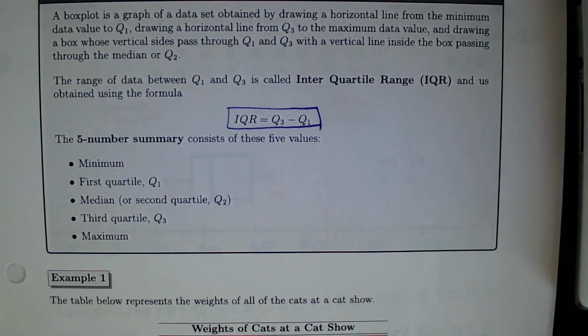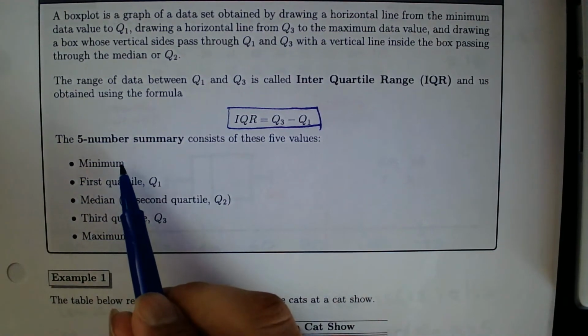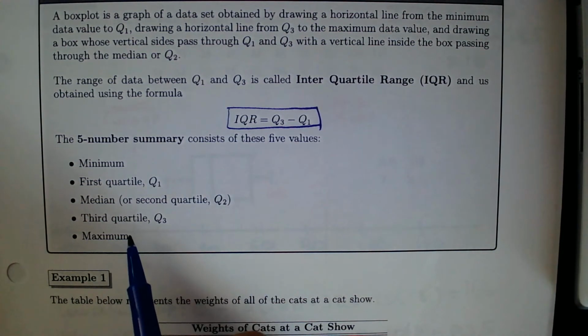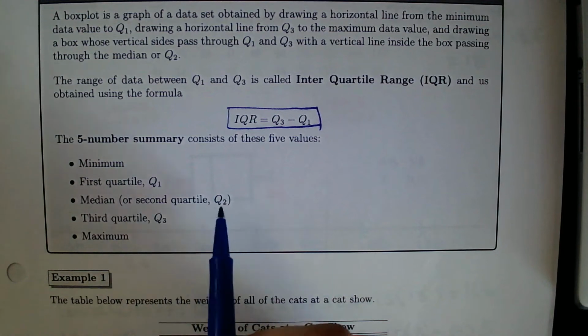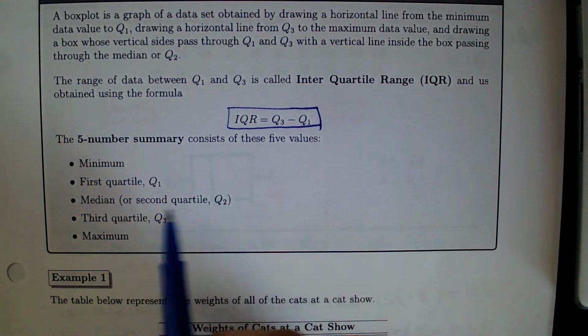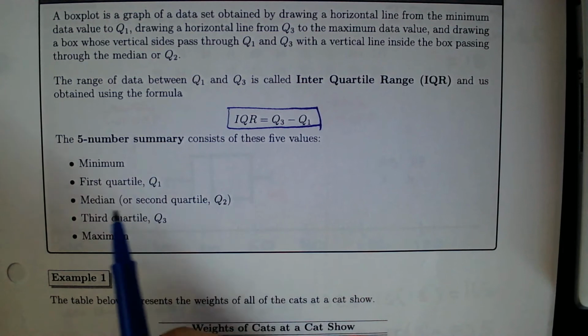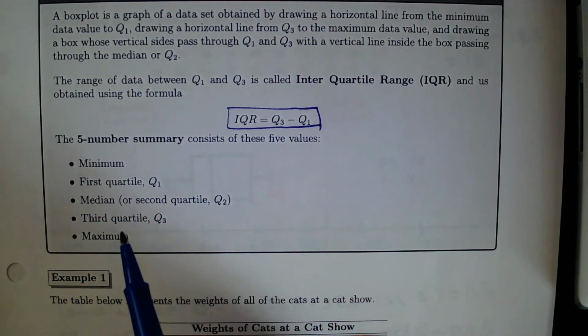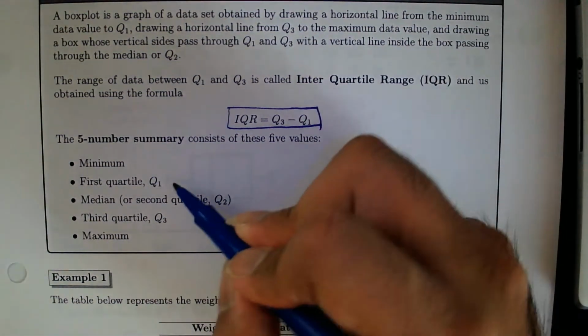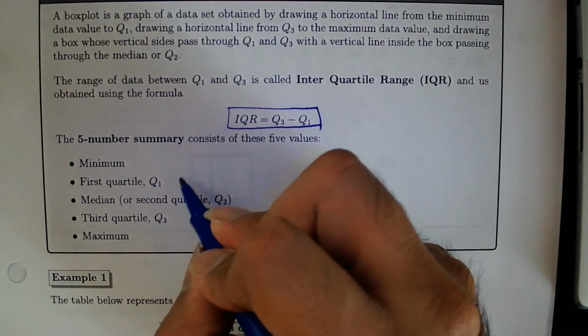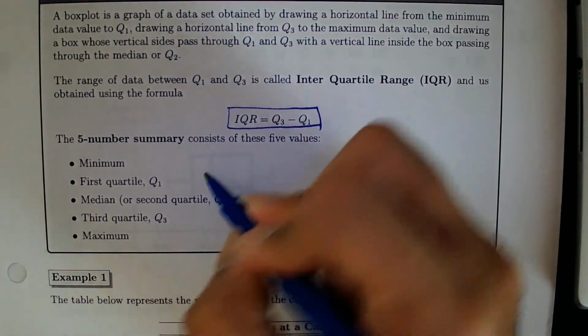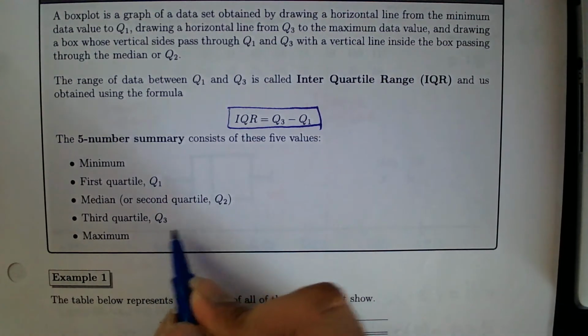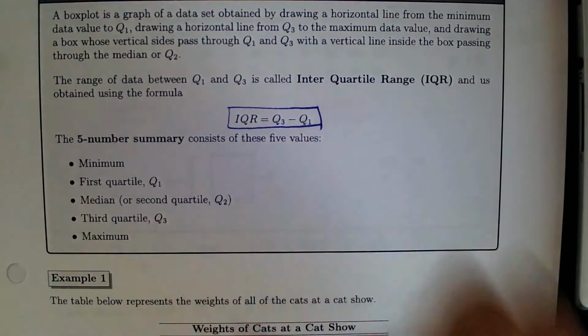Alright, so the 5-number summary is going to be the list of these 5 important points on a given data set. That is, the smallest of them, the largest of them, the one that lies exactly in the middle of the set, that is the second quartile, or also we call it the median, and we look for the first quartile, which is the 25th percentile, and the third quartile, which is the 75th percentile.